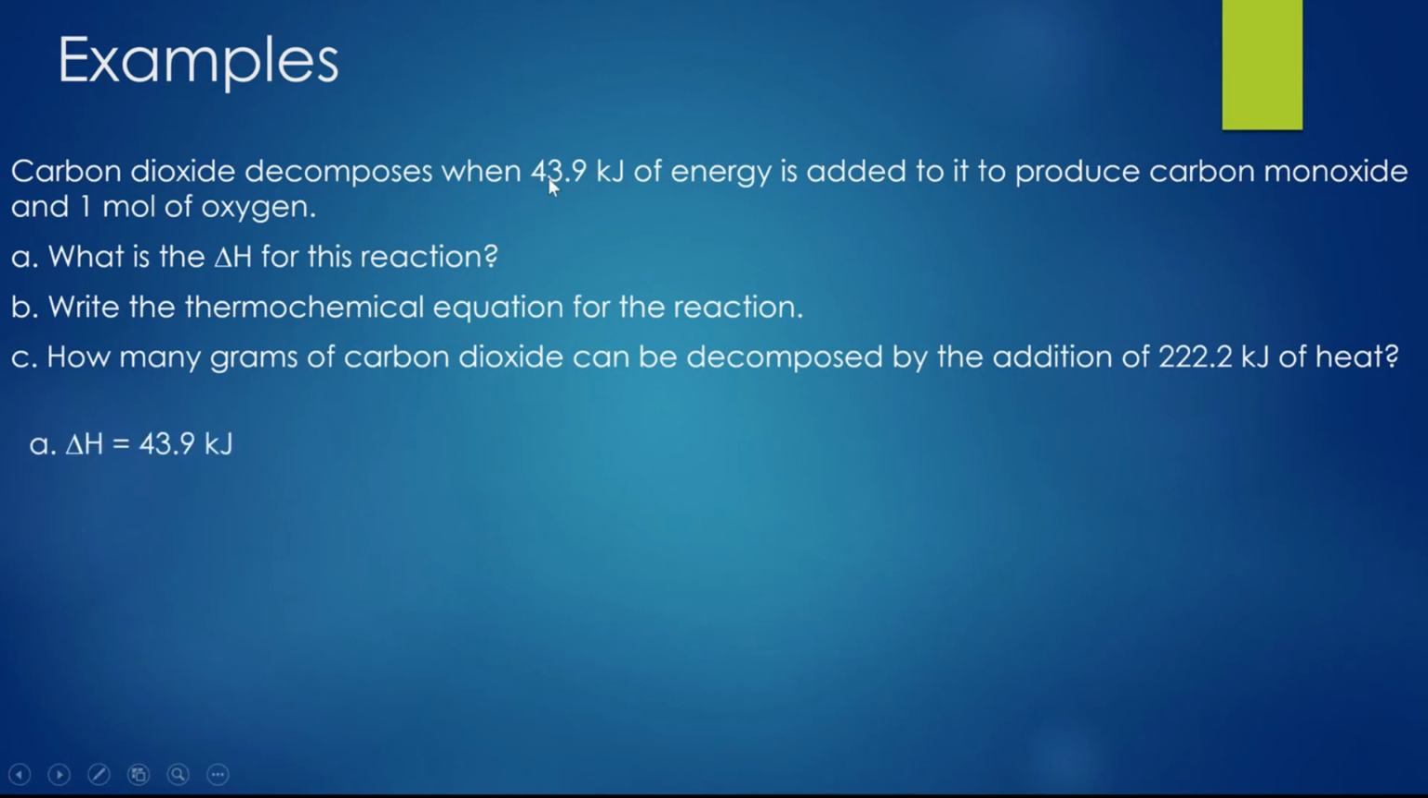First, they've already told us 43.9 kilojoules of energy is added. To write our balanced chemical equation, again, notice the energy value is positive. That means it is a reactant, so we have it on the reactant side. We're going to add 43.9 kilojoules per 2 moles of carbon dioxide to get 2 moles of carbon monoxide and 1 mole of oxygen.